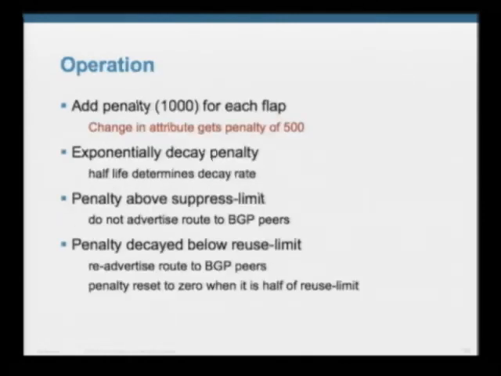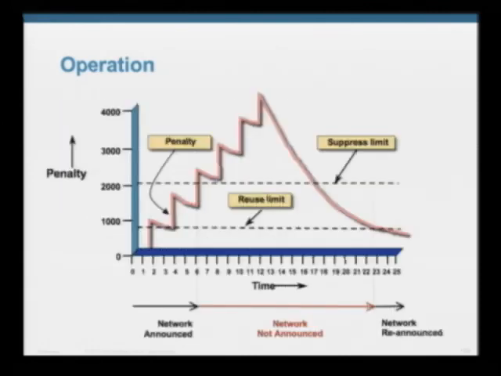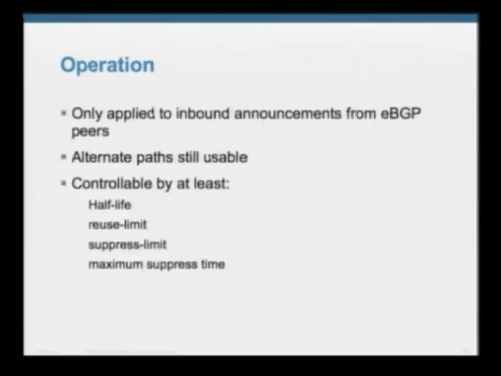Each flap gets a penalty. When the penalty goes over a suppress limit, then we stop the prefix being announced. The penalty decays exponentially. Once it reaches a reuse limit, then we re-advertise. So all sounds fine in theory. Pretty picture looks like that.